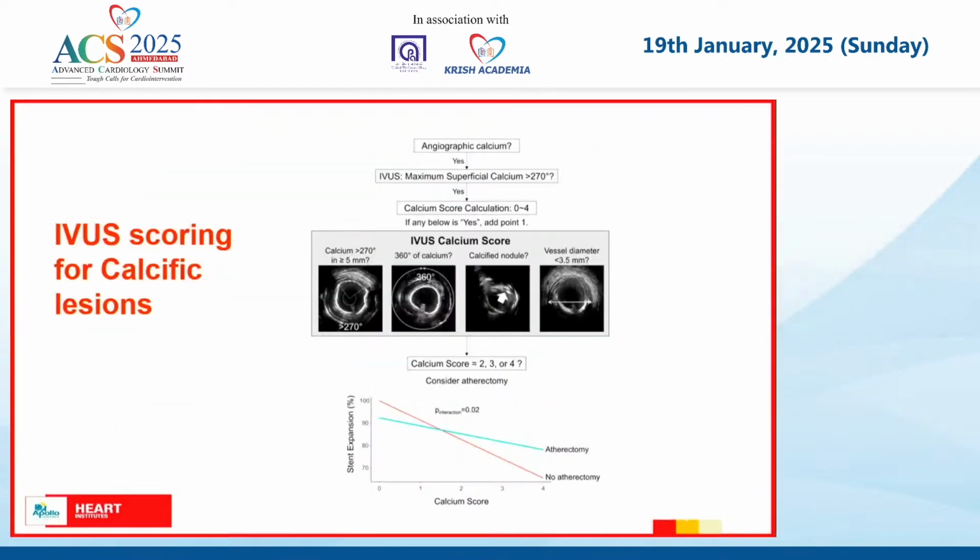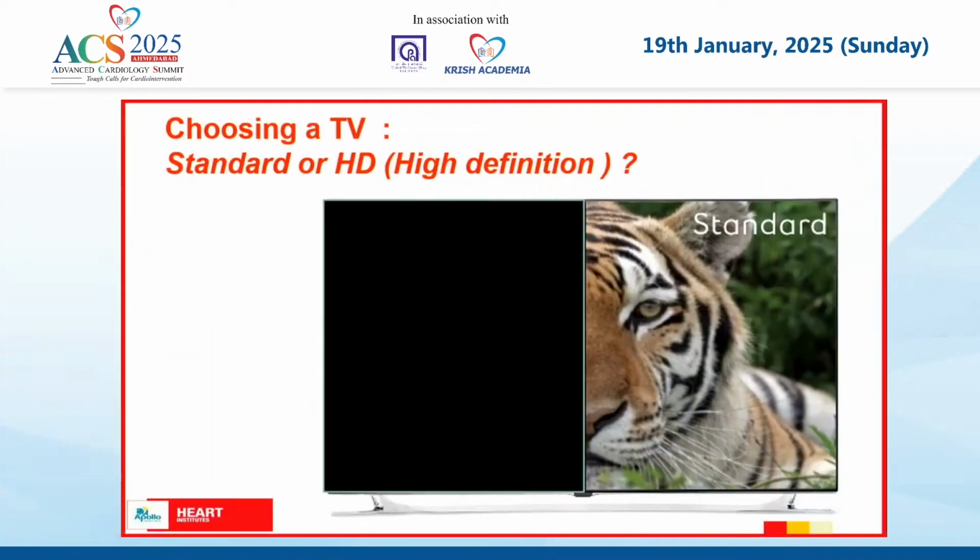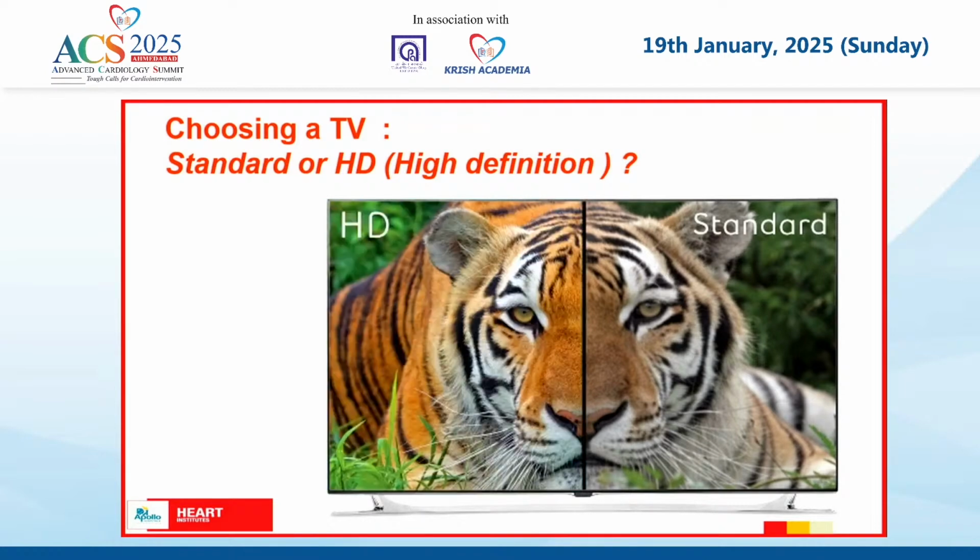You do a calcium scoring either by the IVUS, this is known to all of you. But then came the generation when I started working with the 40 megahertz. For 6 years I worked on 40 megahertz. It was like the standard TVs. But then came the high definition TVs that were the 60 megahertz. And believe me, the 60 megahertz IVUS is almost similar to OCT, but I'll show you some cases where I've done OCT and IVUS in all these cases.